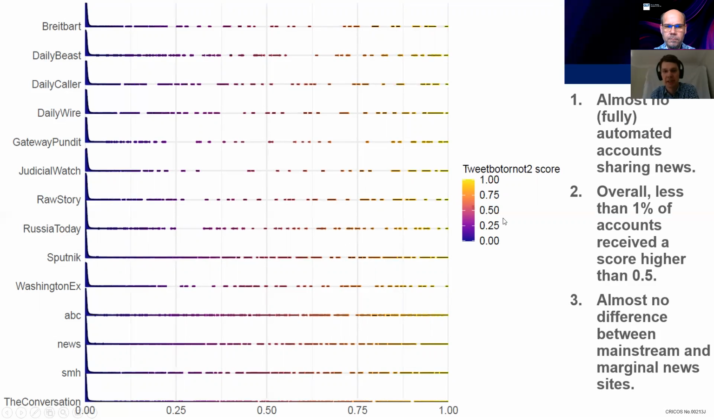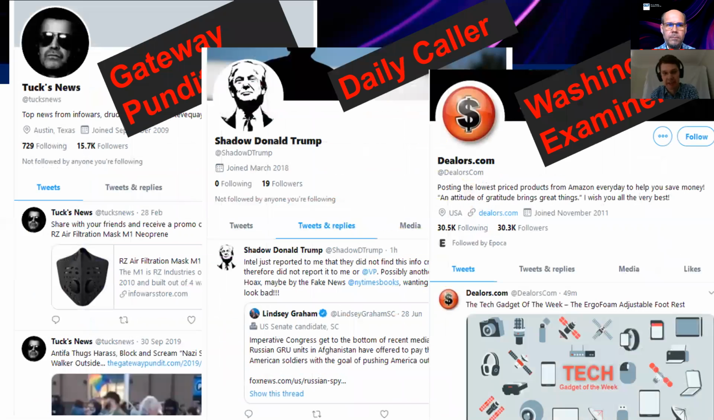We also see almost no difference between mainstream news sites, the four on the bottom, and the marginal or fringe news sites, the ones above. So there's not much going on in terms of fully automated bots spreading news articles. But let's have a look at those bots that we did find. Now, a first glimpse shows that many of these accounts are fully automated, so TweetBot-2 works quite well. And I'll show you a few examples.